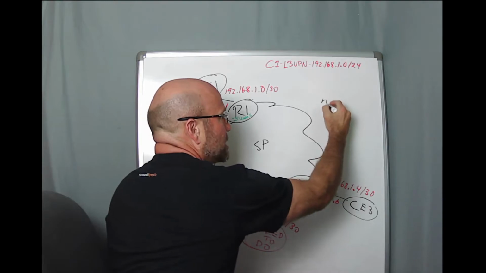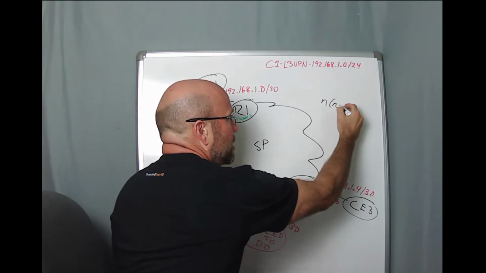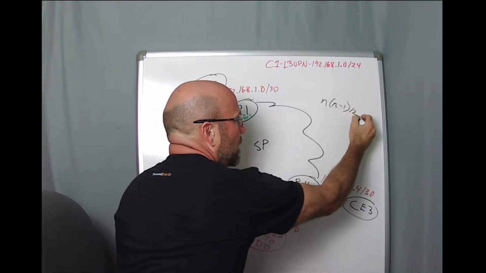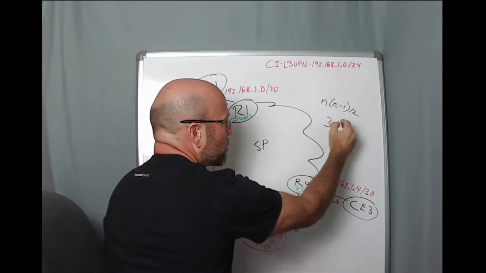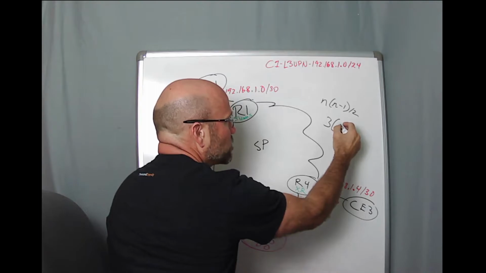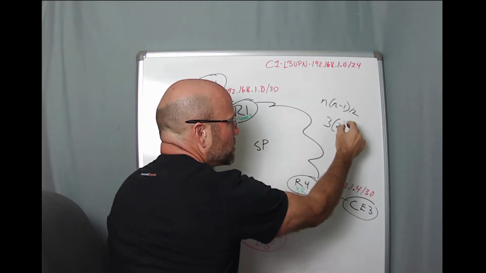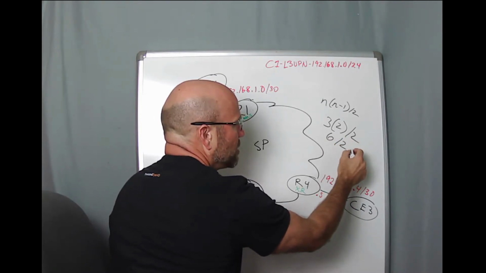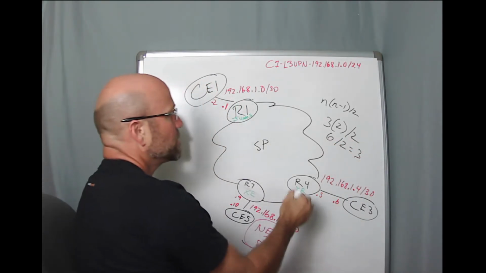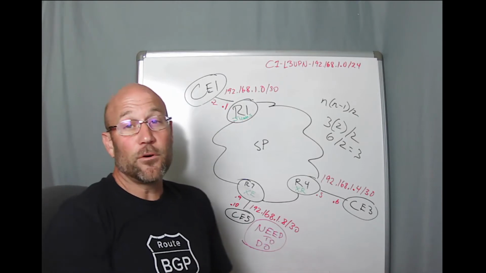The formula is n times n minus 1 divided by 2, n being the number of nodes. We have 3 nodes. 3 times 3 minus 1, 3 minus 1 is 2, so this is 6 divided by 2 equals 3, which means that's the full mesh rule.